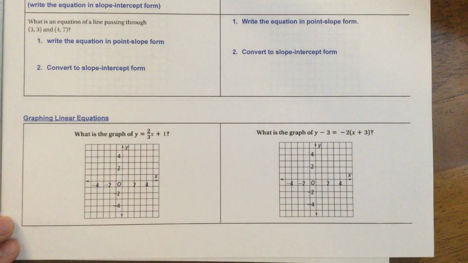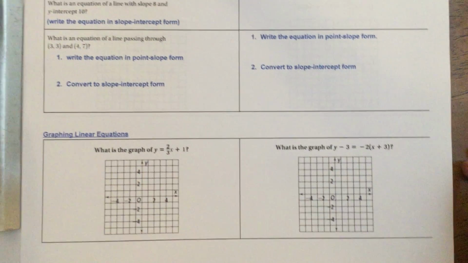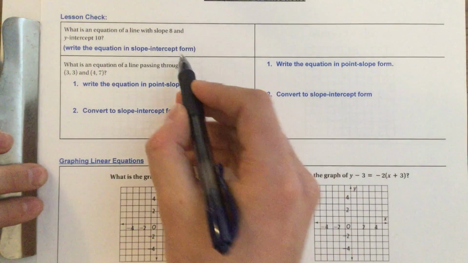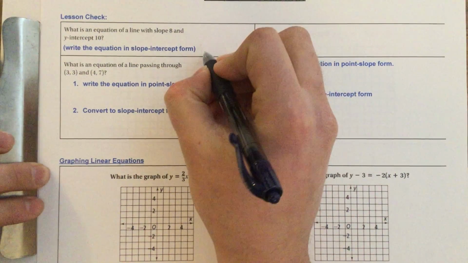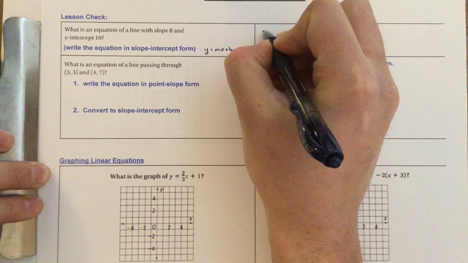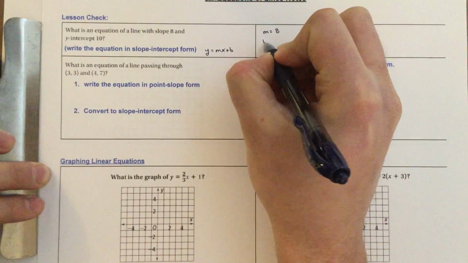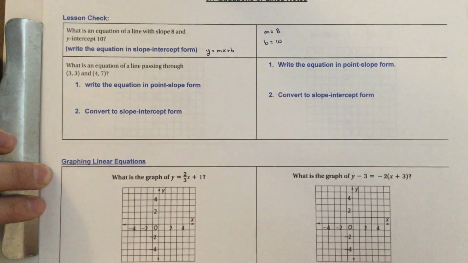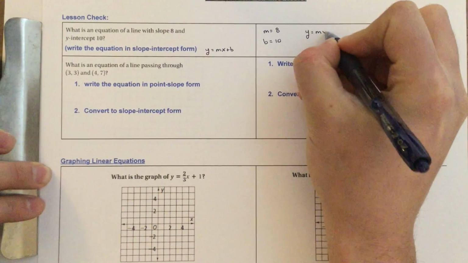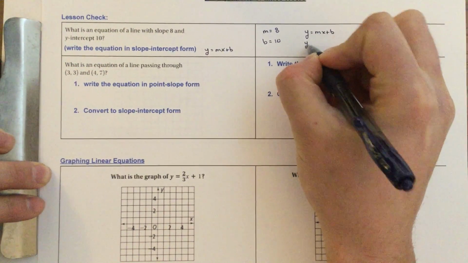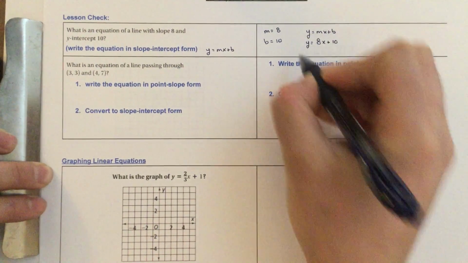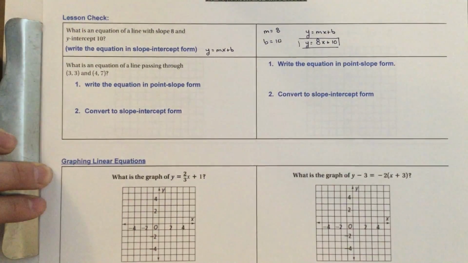Let's try a few examples. What is an equation of a line with slope 8 and y-intercept 10? We're going to write this in slope-intercept form, which is y equals mx plus b. We know our slope is 8. We know our y-intercept is 10. This is actually a pretty quick one. Y equals mx plus b. So y must equal 8x plus 10, and you're done.